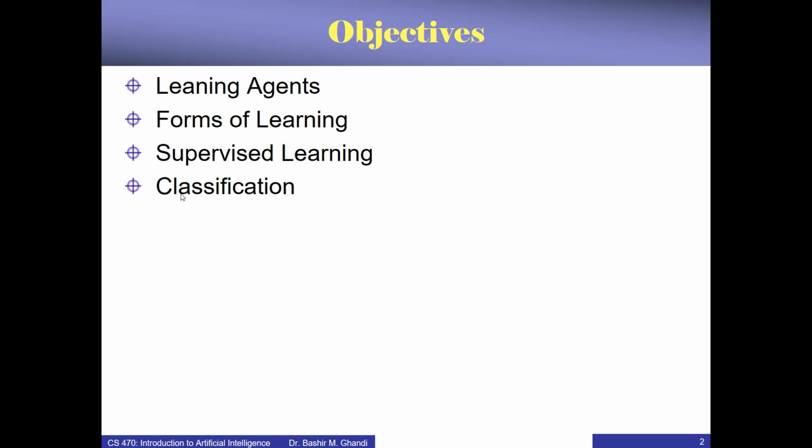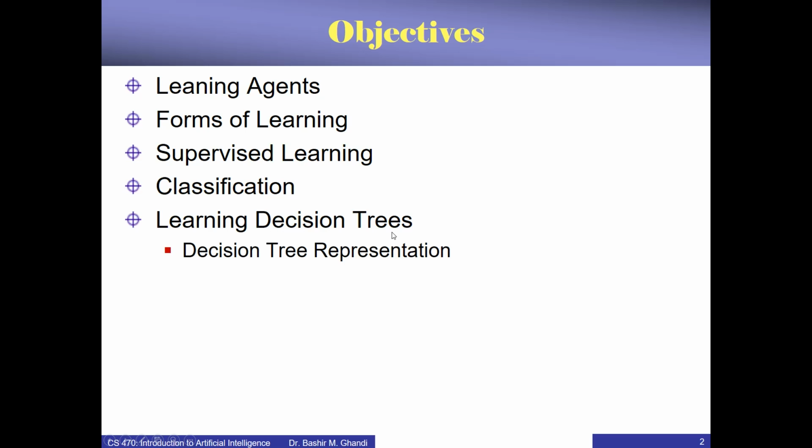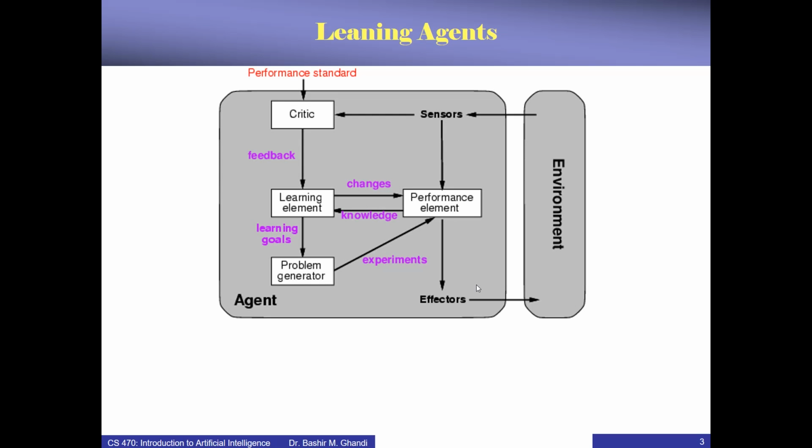Now there are many techniques for classification, and in this lecture we shall look at one of them, which is learning decision trees. Sometimes it is called decision trees for short. So we'll look at the representation of decision trees, and then how to induce decision trees from examples. Right, so this is basically the target for this lecture. Let's start with learning agents.